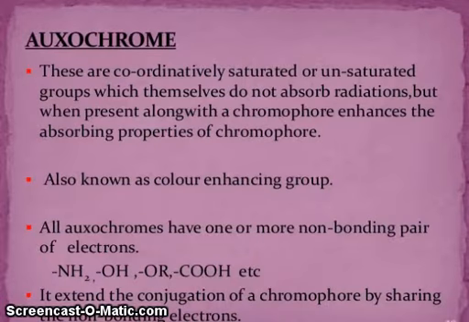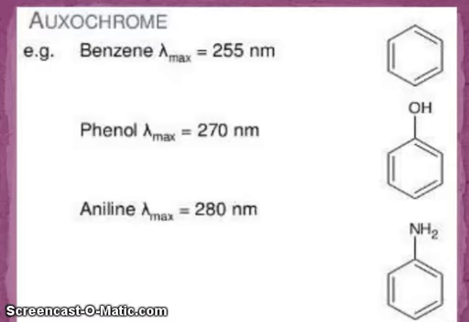Now auxochrome. These are covalently saturated or unsaturated groups which themselves do not absorb radiation, but when present along with a chromophore enhance its absorption properties, also known as color enhancing groups. All auxochromes have one or more non-bonding pairs of electrons. They extend the conjugation of the chromophore by sharing the non-bonding electrons. So friends, benzene, phenol, aniline: you can see aniline at 280 nanometers, 270 nanometers and 250 nanometers.